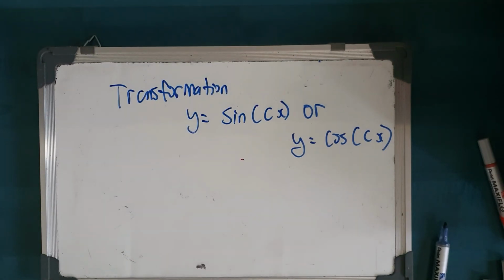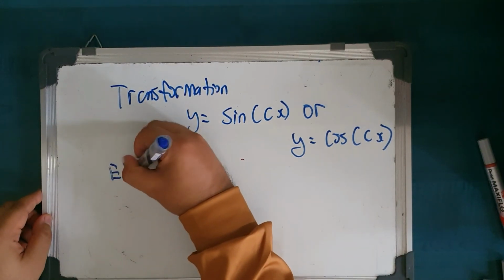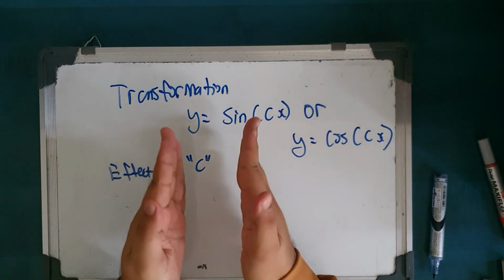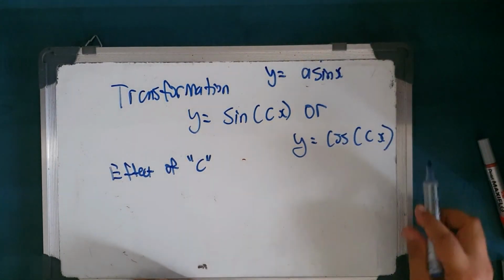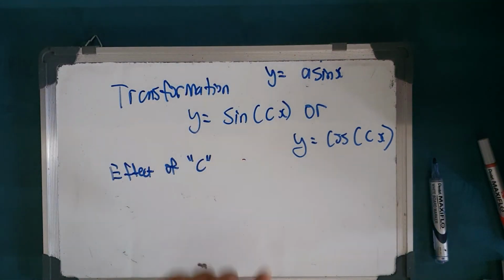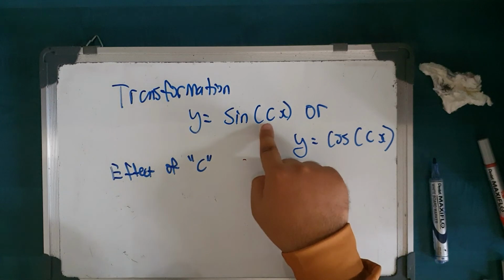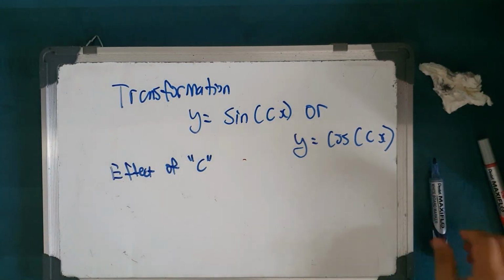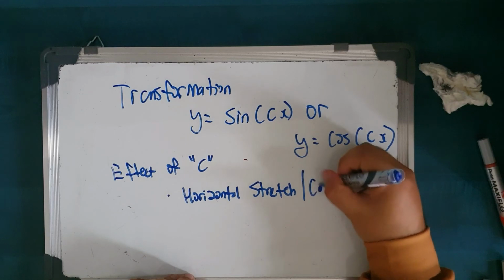So to summarize, for the transformation of this type, as we have been observing from the beginning till now, the effect of C is simply to squash our curve either inwards or outwards. Remember when we learned y equals a sine x, the effect of a was to stretch it vertically. In a similar manner, when we deal with sine cx, our curve will be stretched horizontally. So the effect of C is to either compress it or stretch it horizontally. That is the effect of C.